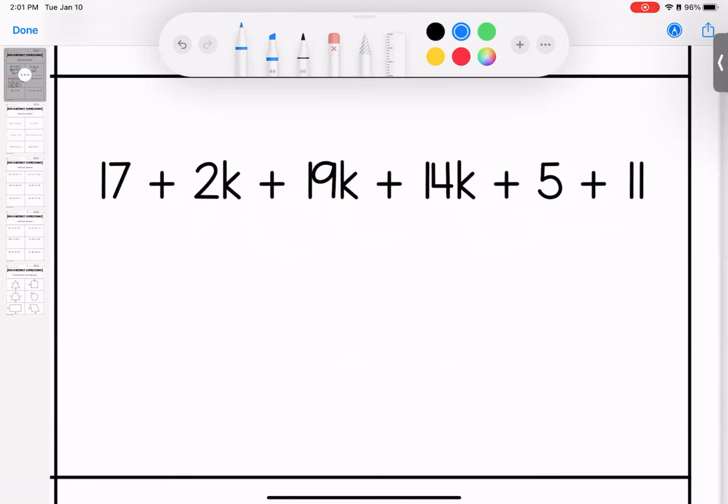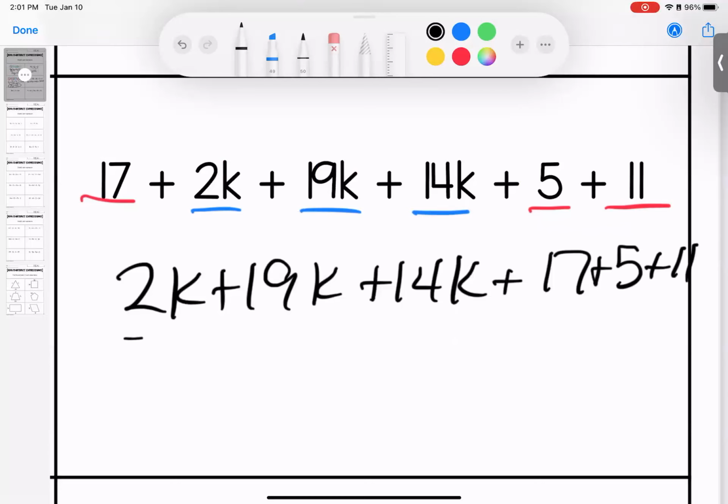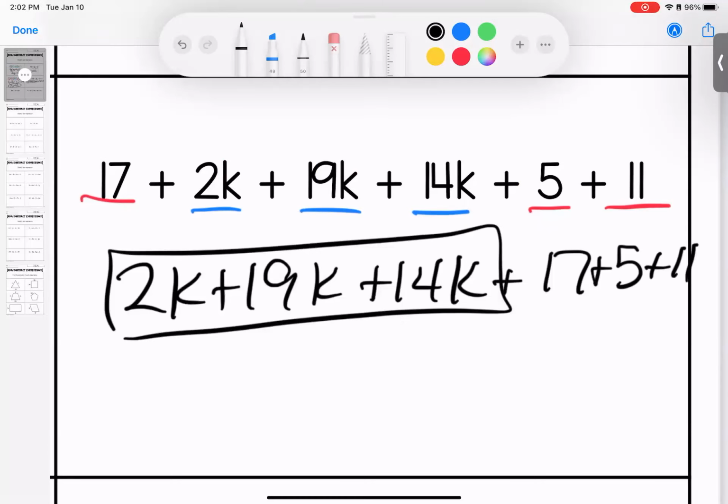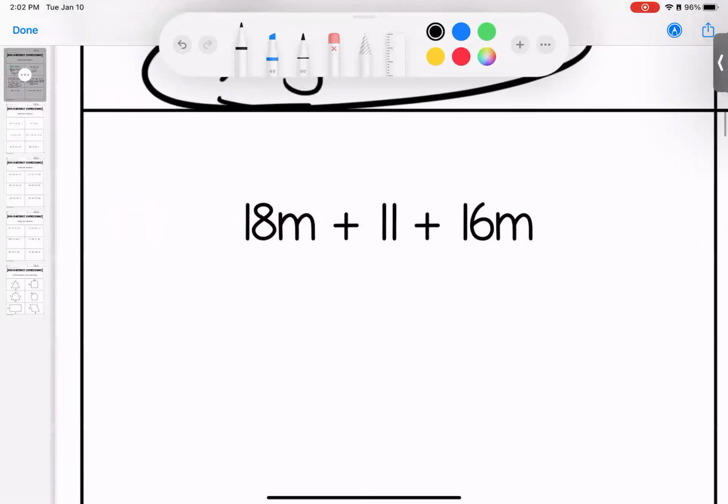Over here, start with like and like. 2K, 19K, 14K, 17, 5, and 11. Rewrite in a way that puts like and like together. So 2K plus 19K plus 14K, plus 17, 5, and 11. When we combine 2 plus 19 plus 14, we get 35K. 17 plus 5 plus 11 gives me 33. So 35K plus 33.